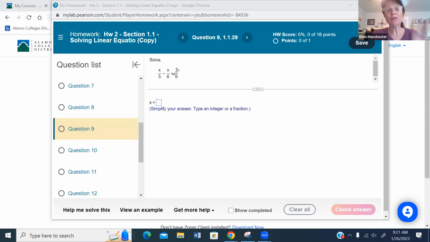One thing about algebra is if you keep it balanced, right? You do the same thing to every single term. What it does is it renames the term and you're able to work with it a little bit easier. So let me rewrite this. So x over 5 minus x over 6 equals 7 over 6.